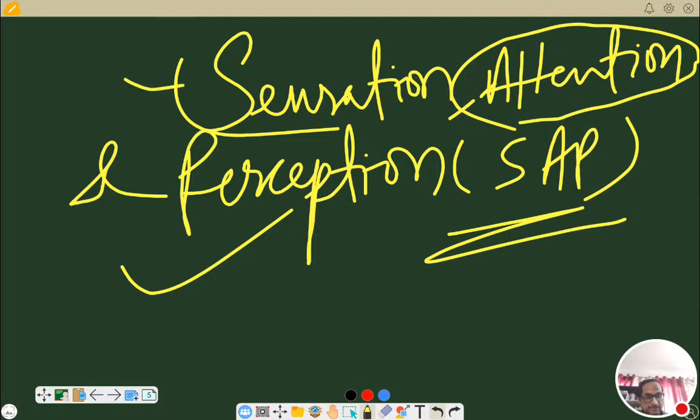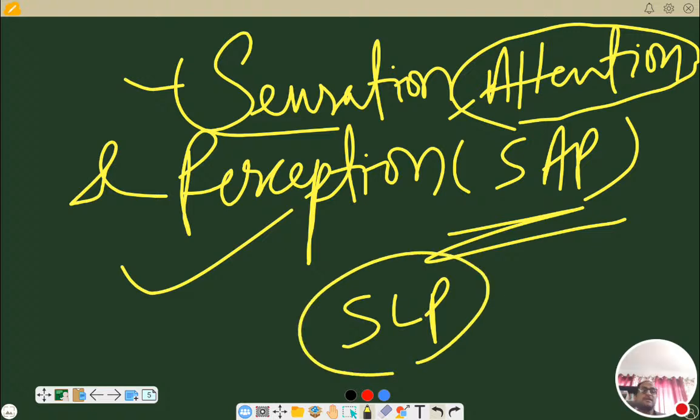Likewise, sensation: we have to understand what actually sensation is. Various phenomena are involved with sensation: ESP, ISP, extrasensory perception, intersensory perception, and subliminal perception, SLP. The problem is that subliminal perception and extrasensory perception are taught in such a manner that people are not able to recall them, and many questions are asked from this chapter.